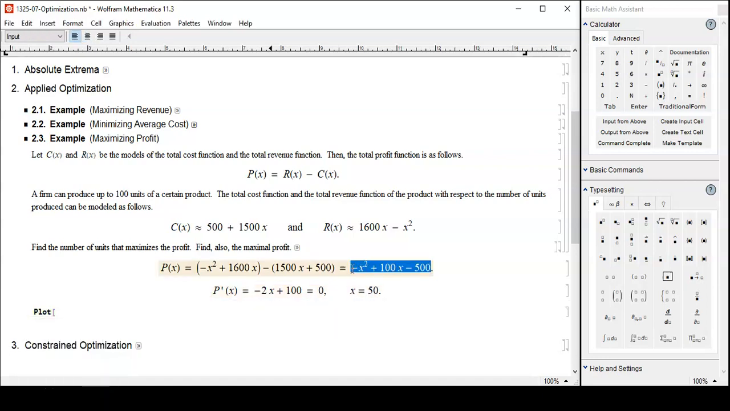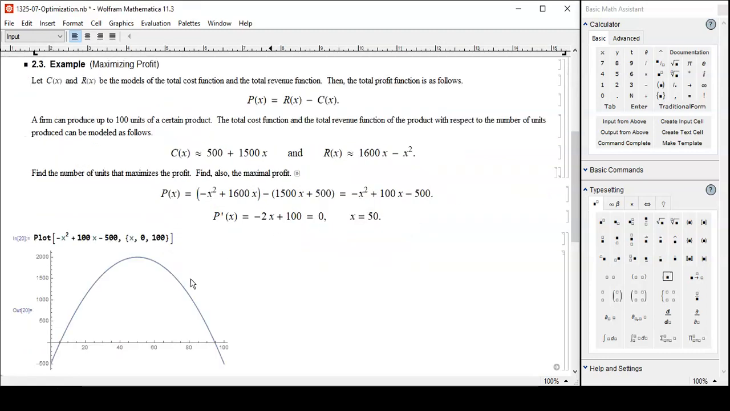Actually, I forgot the plot. Yeah, like this. That's the maximum profit. If you sell too little, then you are negative, you are at a loss. And if you sell too much, then cost is too big. So again, you are negative. At x equals 50, that's when you can maximize your profit.